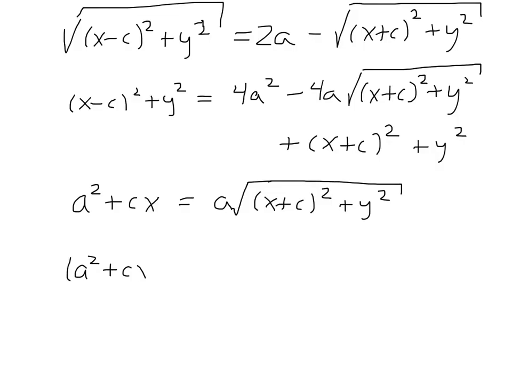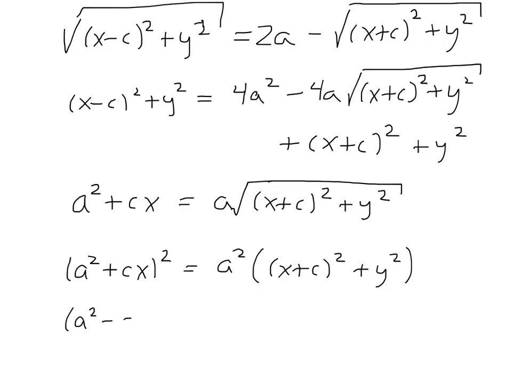So we get (a squared plus cx) squared, and now I'll get an a squared times the expression, and by taking the square, we'll get rid of the square root here. And now it's just a matter of simplifying this further. So go ahead and work this out and simplify and group all the x squared together and the y squared together, and we get the following. So this is getting much closer to looking like an ellipse from what you remember from calculus class.